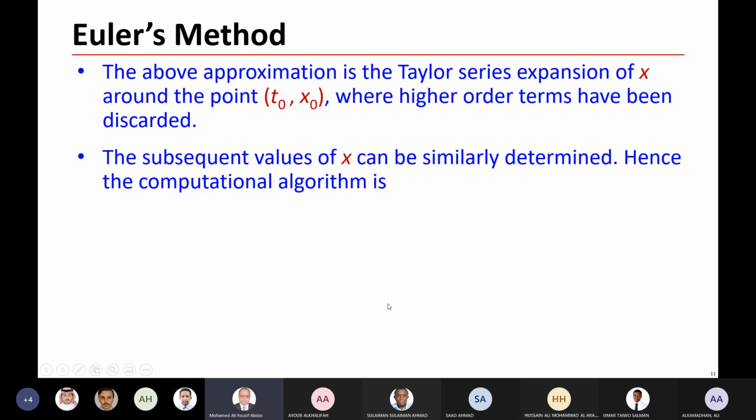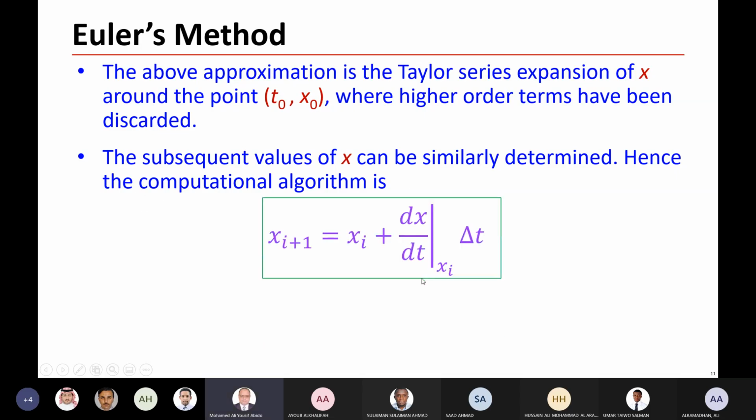So the above approximation is the Taylor series expansion of x around the point where higher order terms have been discarded. We discard the second order term, third order term, and higher order terms. So we approximate x dot just by the first derivative here. The subsequent values of x can be similarly determined: x2, x3, and so on.